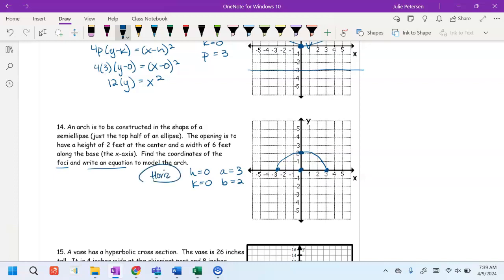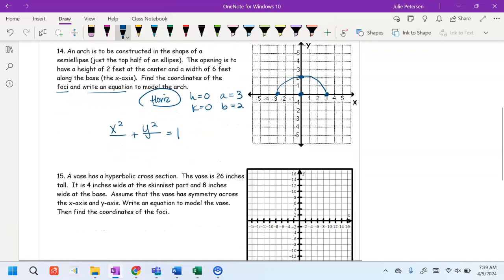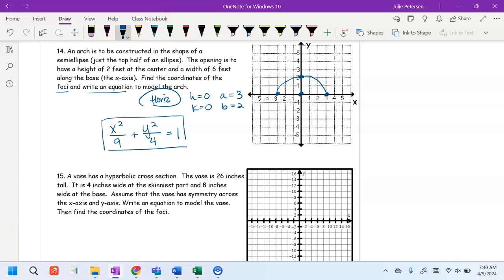So knowing that it's horizontal, that tells me that my a squared is going to go under the x term. So we're just going to have x squared and y squared in our numerators, joined with a plus, equals 1. And then a squared, because it's horizontal, goes underneath the x squared, and b squared goes underneath the y squared. So that's the equation. That part's easy.